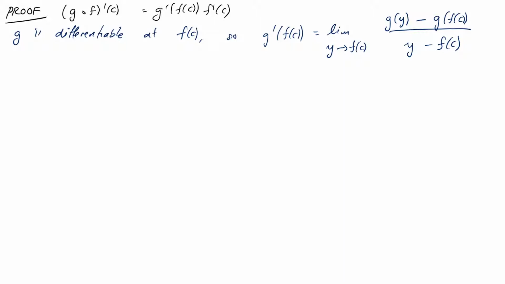Okay, so this is what g being differentiable at f of c means. We can write it down as a limit of a difference quotient like this one here. And we'll actually give this a name because it will be convenient to. So we'll call it d of y, so that d of y is just equal to g of y minus g of f of c, so it's d for difference quotient, over y minus f of c.